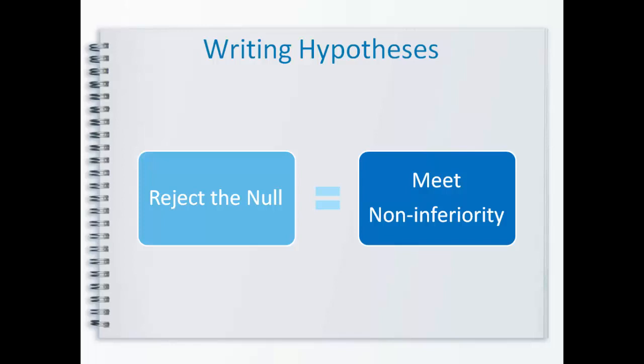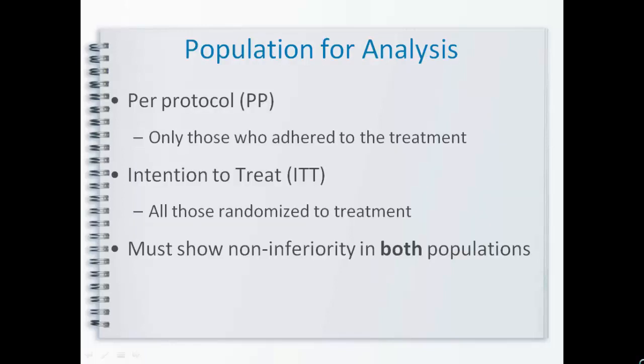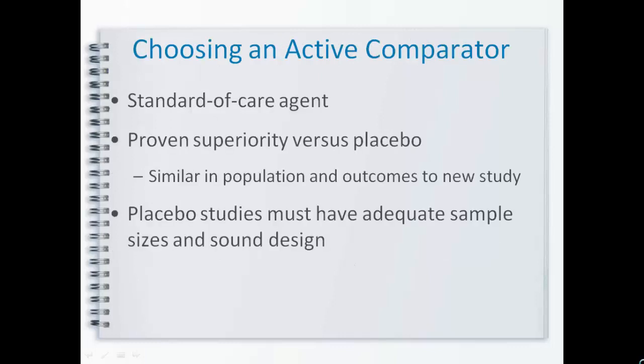If the null is rejected, then non-inferiority is met. While the intention to treat population is typically used in the primary analysis of superiority studies, using this population may make it easier to show non-inferiority due to improper randomization. This would not be an issue during per-protocol analysis, since only those who adhere to the treatment would be analyzed. Therefore, it is the FDA recommendation that non-inferiority should be demonstrated using both of these populations.